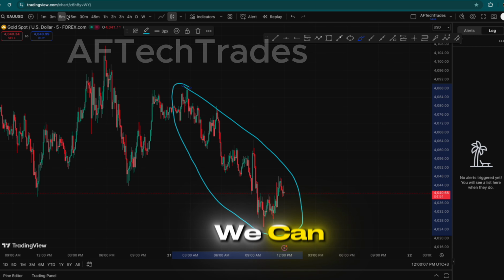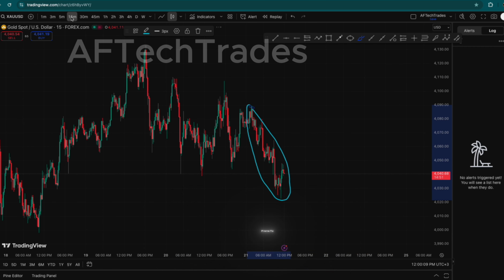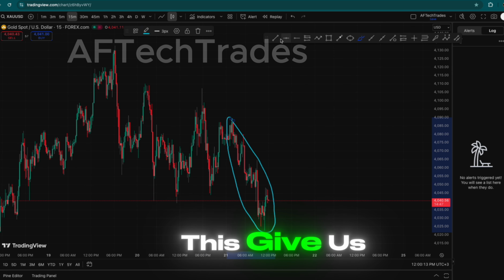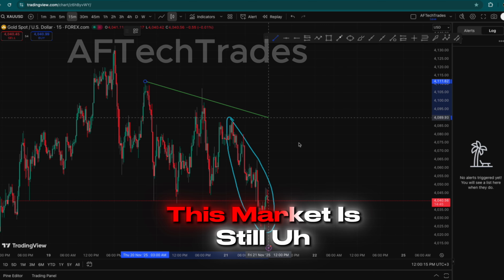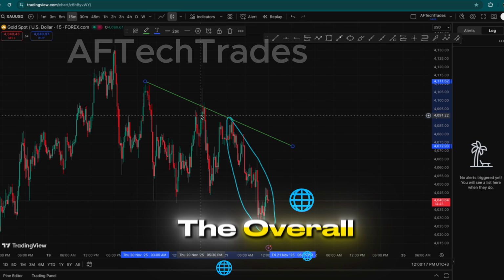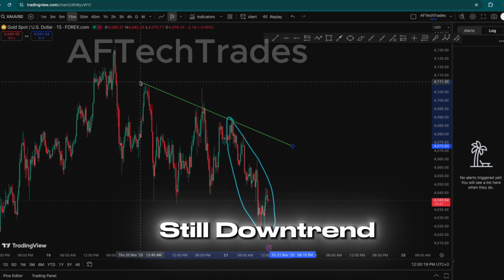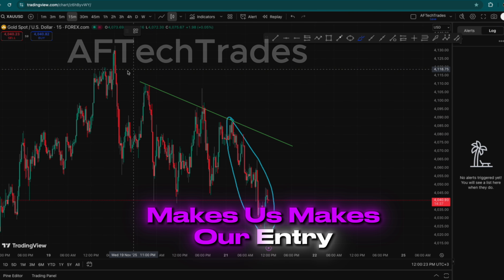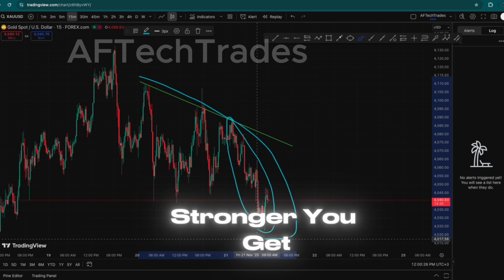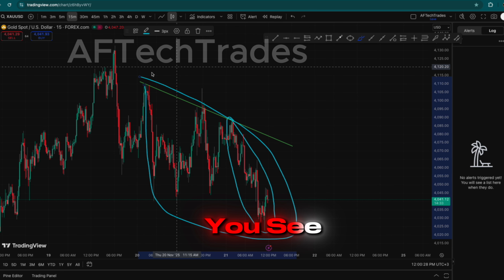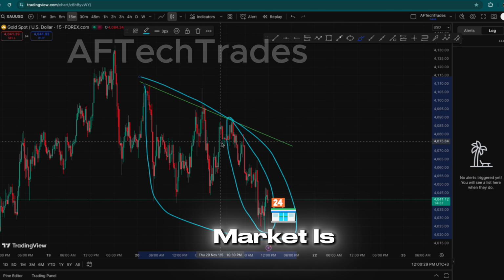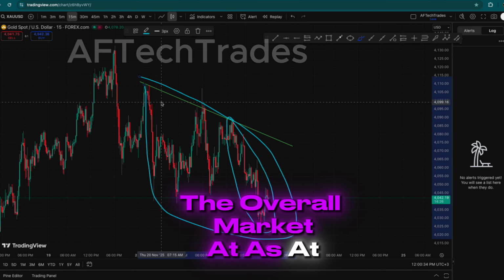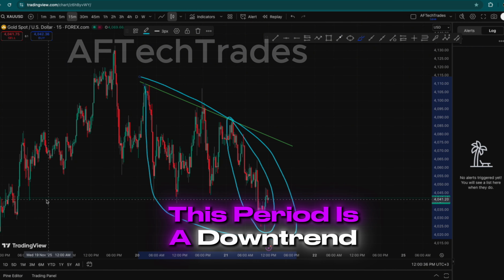Just to confirm, we can go to the 15-minute time frame to check that. Yes, okay, you can see now on the 15-minute time frame, this gives us an edge that yes, the overall market is still a downtrend at that moment. So this makes our entry idea stronger. It shows that this market is still in a downtrend. The overall market at this period is a downtrend.